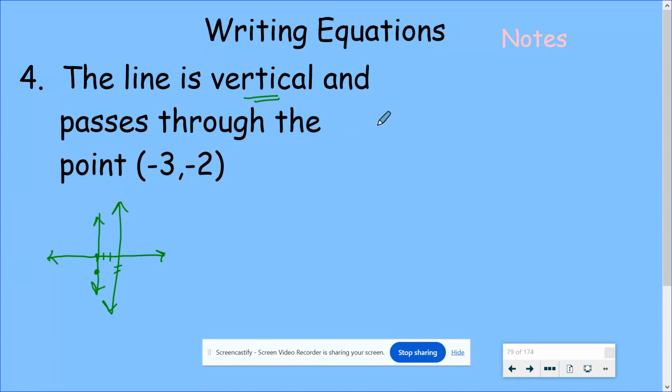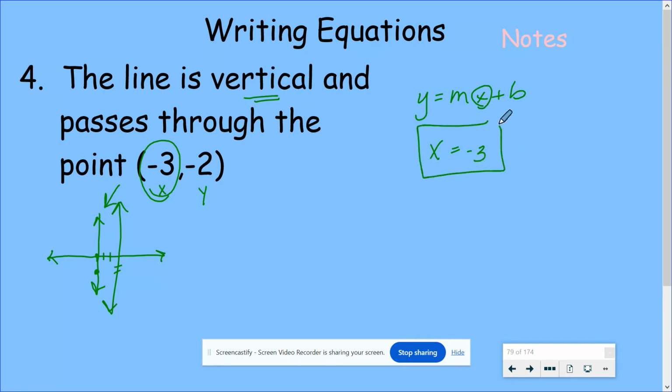So how would we write the equation in y equals mx plus b for this line right here? Well, we know that when we have a vertical line, it only has the x in it. So all we have to do is look here at our drawing, or look here at our point. X is negative 3, and there's our equation. So that one was not quite like any of the others.